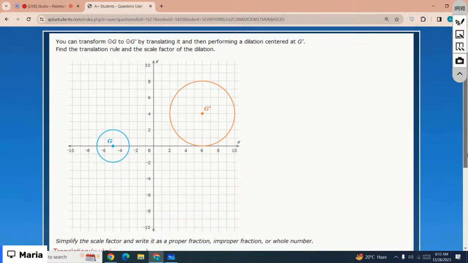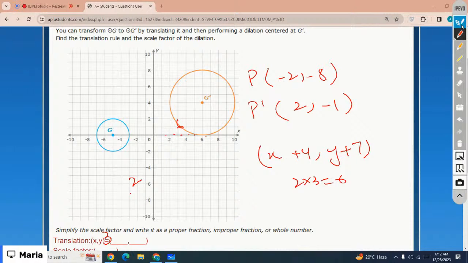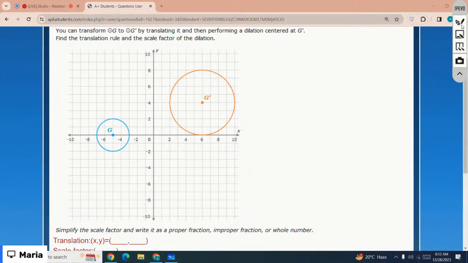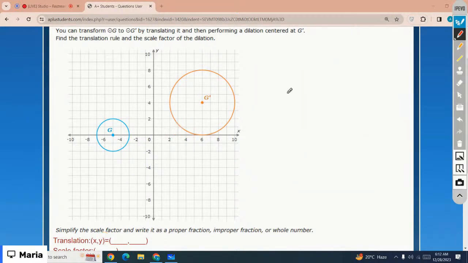Okay, you can transform G to G dash by translating it and then performing a dilation centered at G dash. Let's just see. The center of G is negative 5 and 0, right? And G dash is 6 and 4.